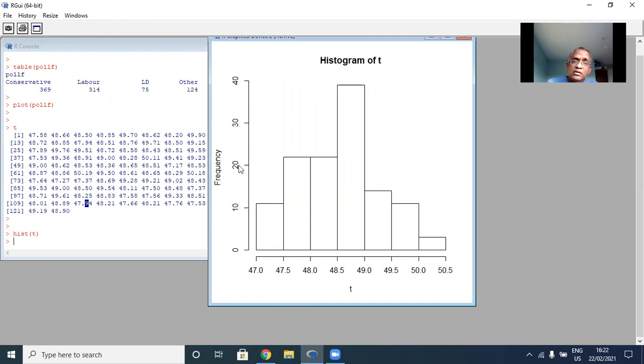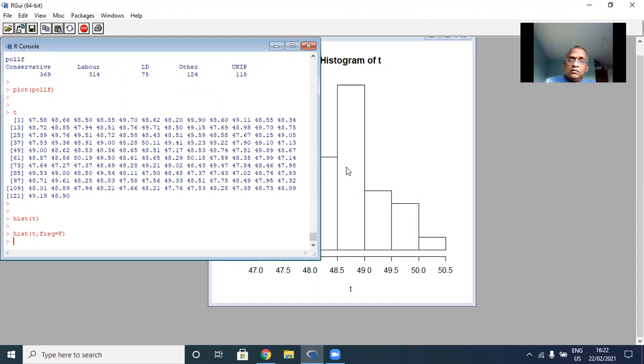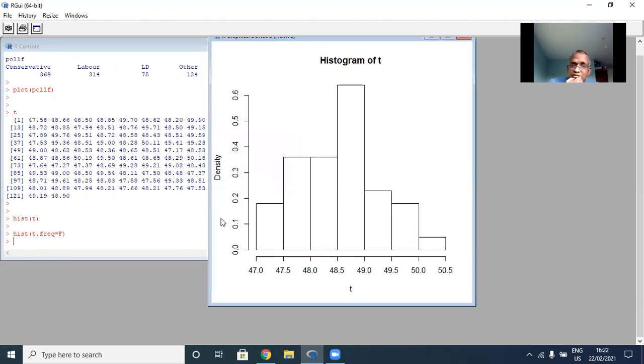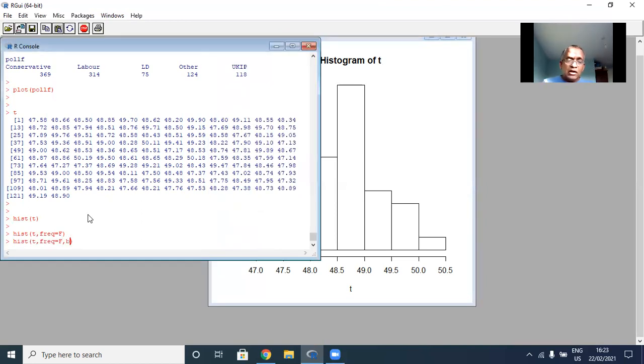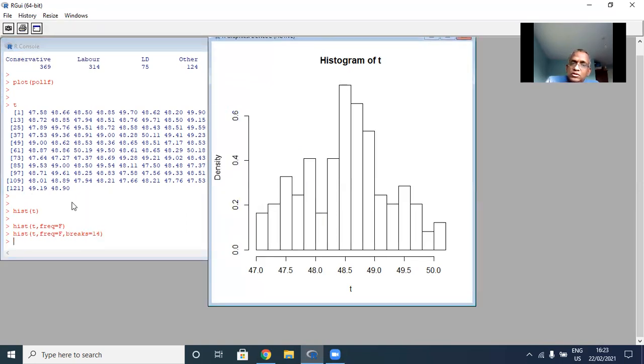Now, suppose you want to do a density plot. Instead of frequency, you want the y-axis to be density. Then you see, now the y-axis is density, right? Not frequency. To do that, you just have to say frequency equal to F, F for false, okay? And you can also control how many breaks you want on the x-axis. So 14 is the number of intervals that you have on the x-axis, right?